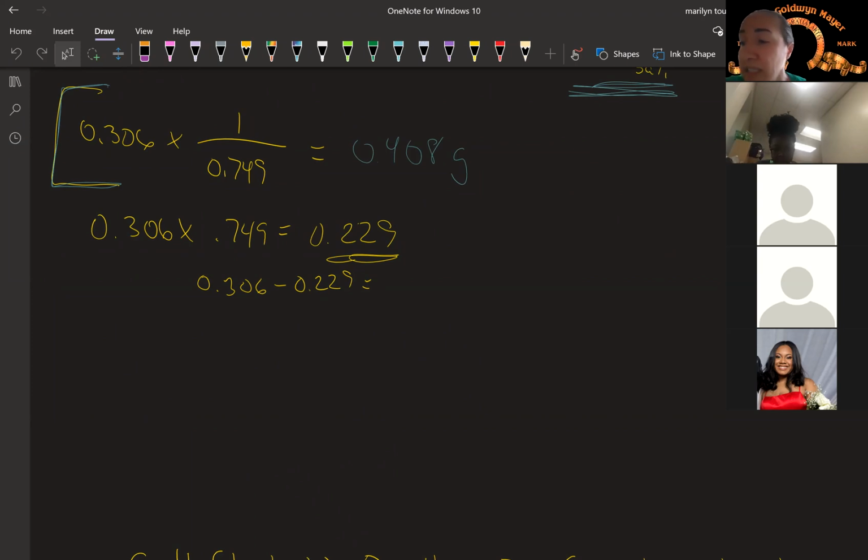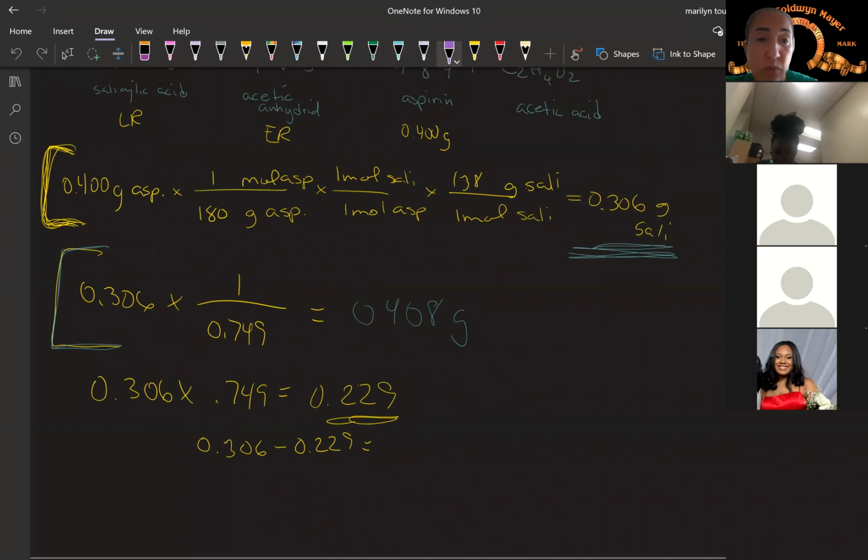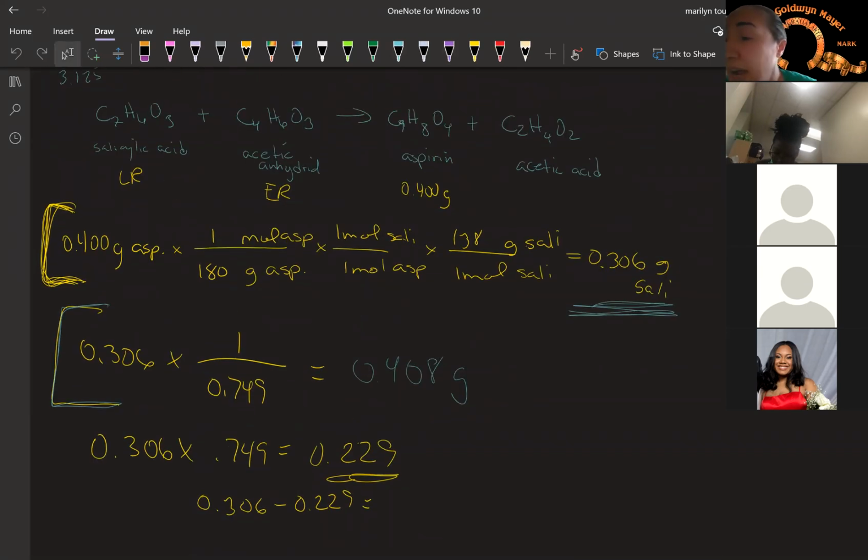It says, in one experiment, so let me change colors. In one experiment, same problem by the way, sorry, so we're back here. In one experiment, 9.26 grams of salicylic acid, so now they're giving us more information, 9.26 grams of salicylic acid is reacted with 8.54 grams of acetic anhydride. Can you calculate the theoretical yield of aspirin and the percent yield if only 10.9 grams of aspirin is produced? So this is sort of like an extension.